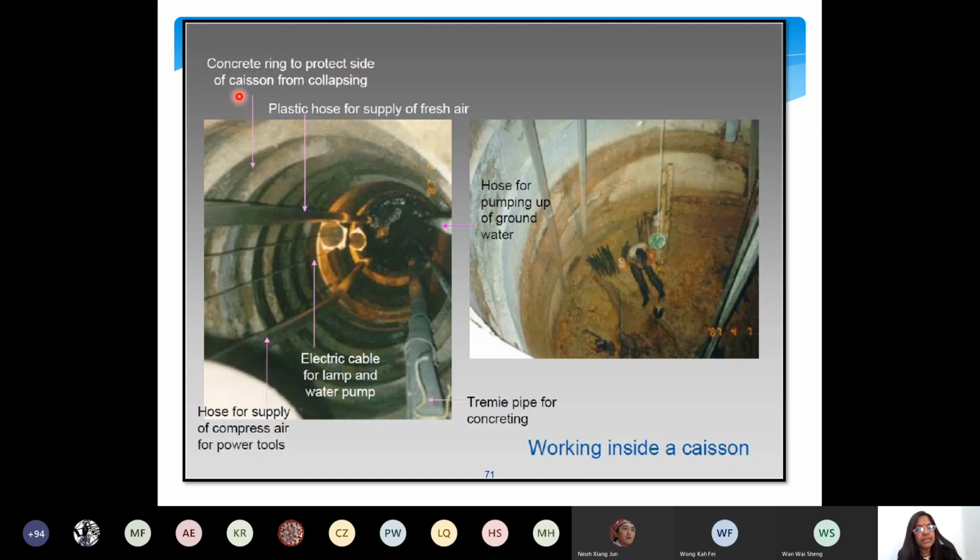Concrete rings protect the sides of the caissons from collapsing. Concrete rings, like a kind of bracing, are given to support the casing. And then there are the electrical cable, lamp, and water pump. See here, all these facilities have to be provided for doing the concreting. And then on this side, a hose for pumping up groundwater. This is a well, the real well they are constructing.